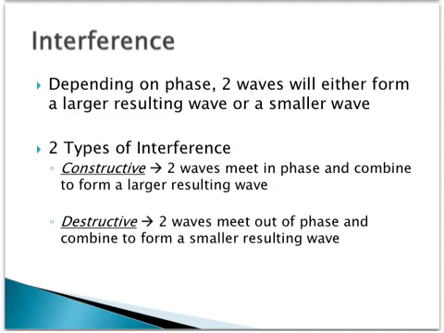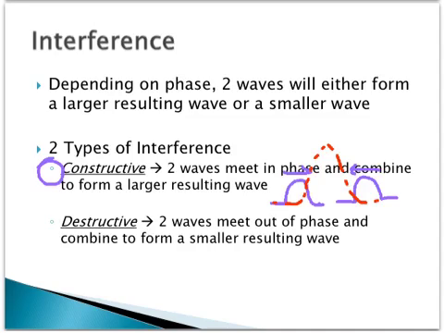So the interference depends on, obviously, like I said, the phase. Two waves will either form a larger or a smaller resulting wave. We break this down into two different types. The first type is constructive interference. This is when two waves of the same phase meet, and they're going to combine to form a larger wave. I'll draw this here in red, a larger wave. So they're going to constructively interfere.